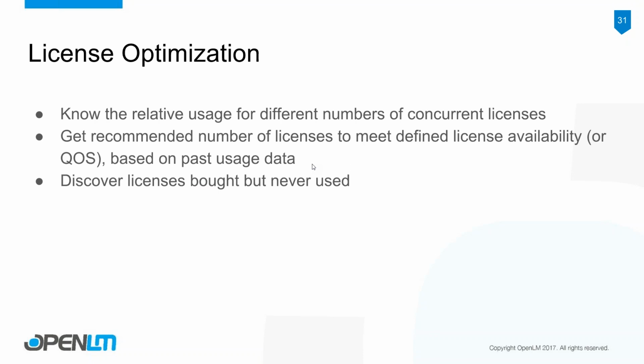There are also dedicated reports that hit the optimization nail right on the head. They'll tell you the usage you can expect from owning different numbers of licenses. You can know the recommended number of licenses for a defined quality of service. You can see, for example, how many licenses you actually need for a certain quality of service. If you're okay with the fact that only 95% of the time people will get a license, 5% will get denied. So it depends. Let me show you.